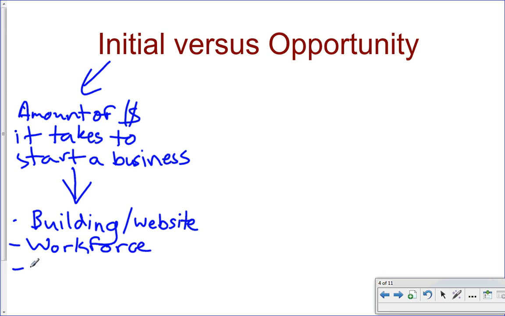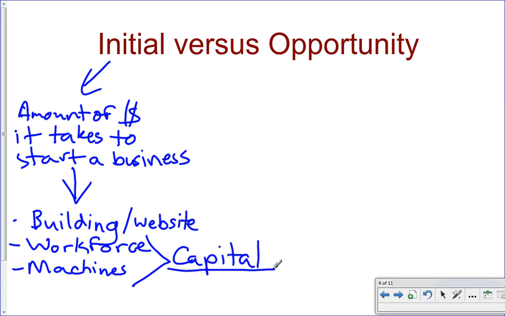And that would include the machines, whatever machines you are going to need in order to run your business. Now, this workforce and the machines we categorize together, and we call these things capital. Okay, that's a term I'm going to expect that you understand. Capital, which really, when we define capital, just means anything that helps produce a good or service.